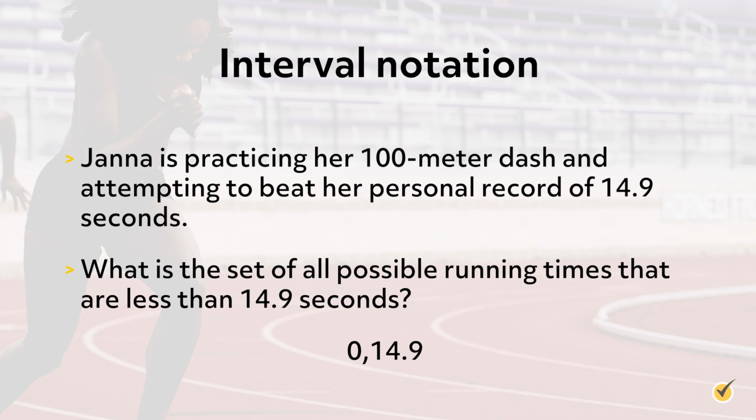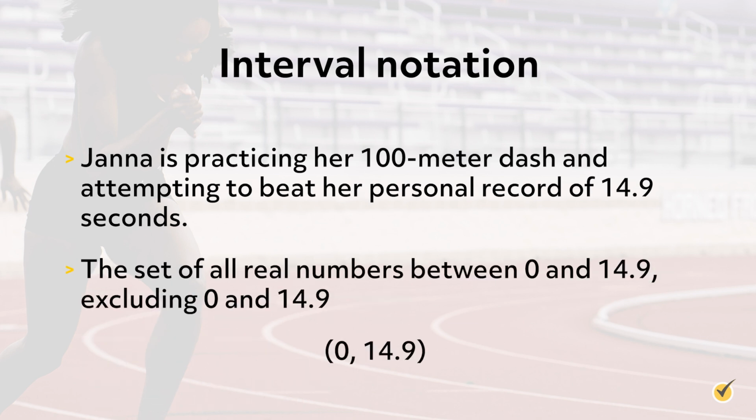This time, though, we don't want to include 0 because it's impossible to move across a distance if no time has passed. And we don't want to include 14.9 because Jana is trying to beat that time. To include all numbers between 0 and 14.9 but exclude 0 and 14.9 themselves, we simply use parentheses on the left and on the right.